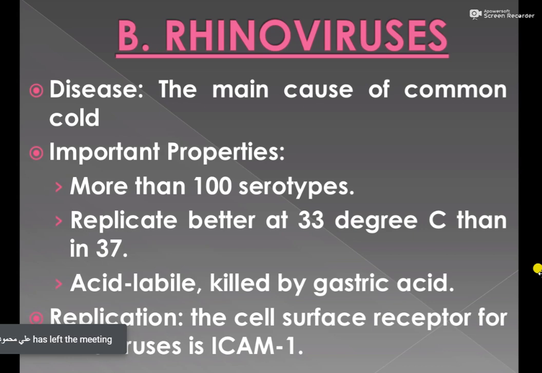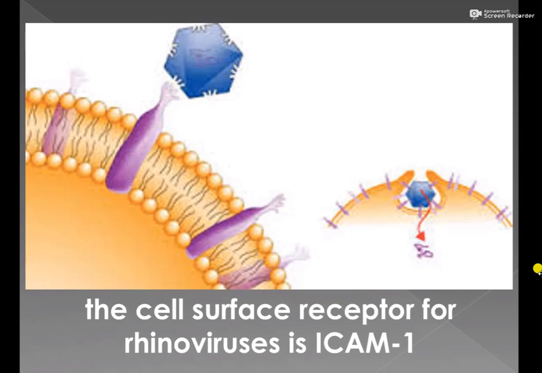The same virological properties as in enteroviruses, the same properties of the genome and replication. The cell surface receptor is ICAM1, intercellular adhesion molecule 1. It is also an immunological receptor. As we said previously, for ecoviruses the receptor is the integrin adhesion molecule, and for rhinovirus the receptor is the ICAM1 receptor.